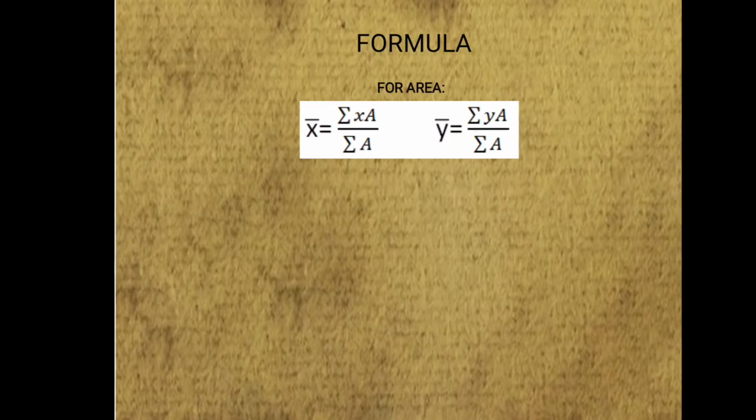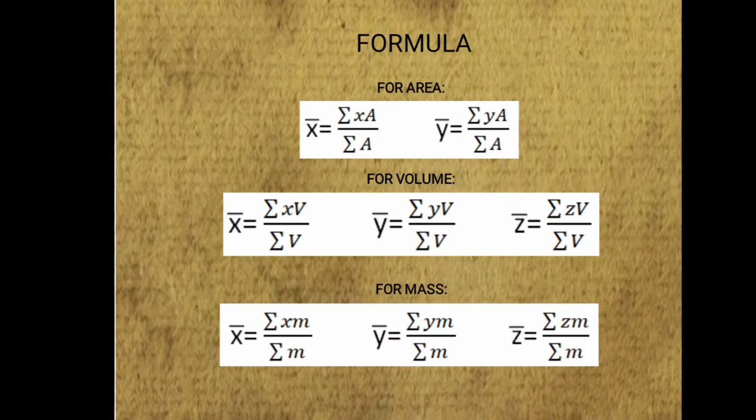Since the idea is the same, finding the centroids of a composite area, volume, and mass will be done using relations analogous to the formula for weight. Substitute lang po sa W sa formula ang A, V, at M, where A is for area, V for volume, and M for mass. But take note po, here in area, exclude na po natin yung bar z since the body is only bounded by the x and y plane.